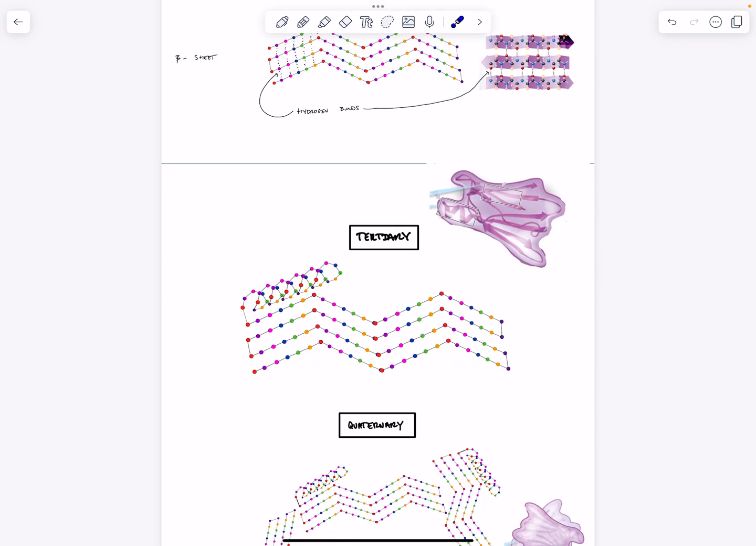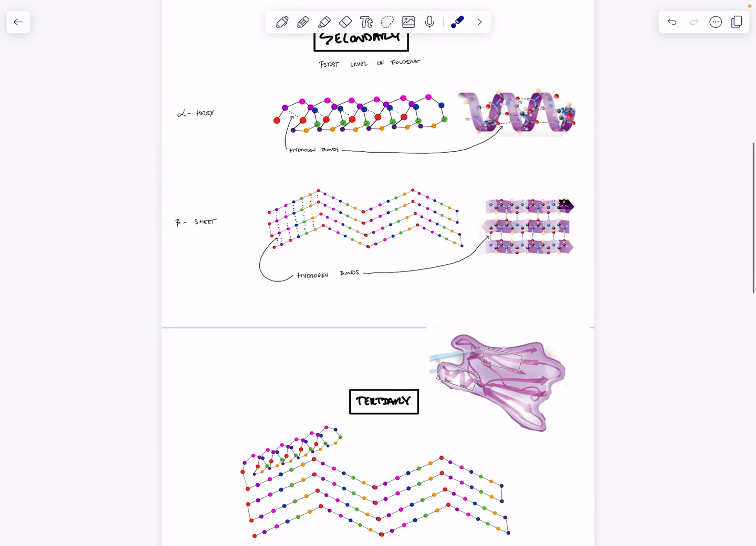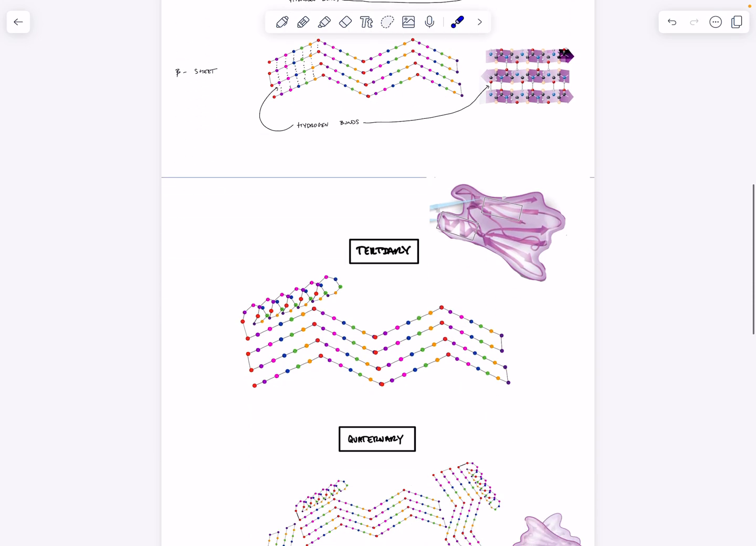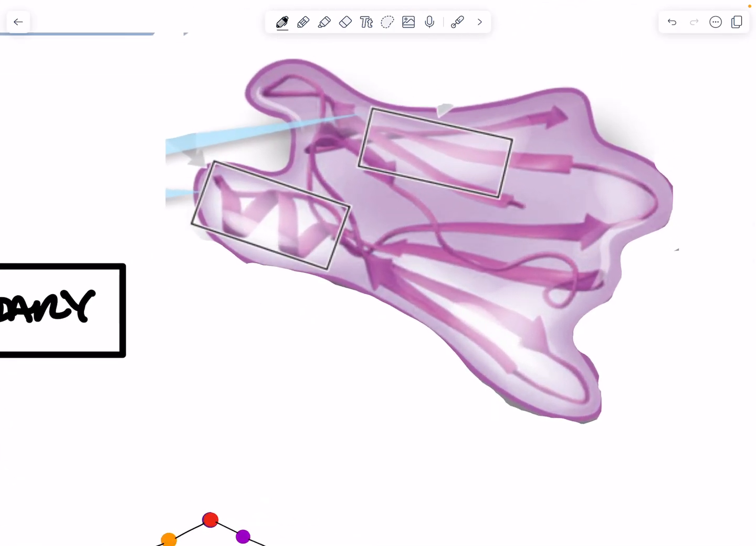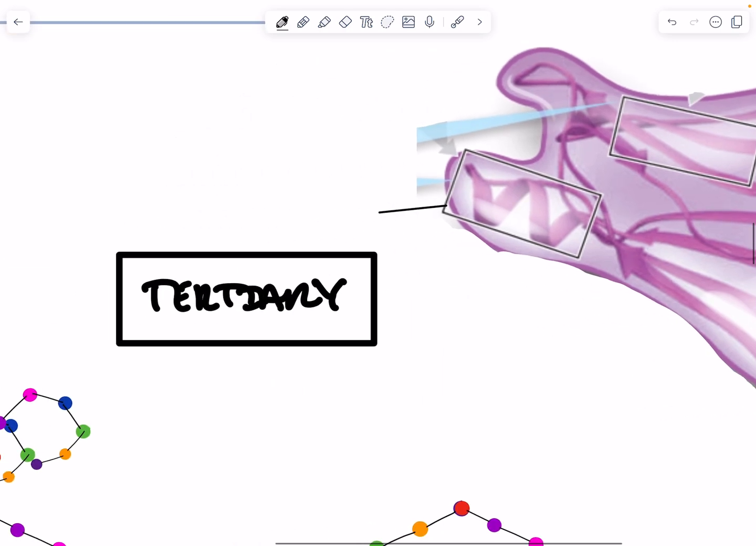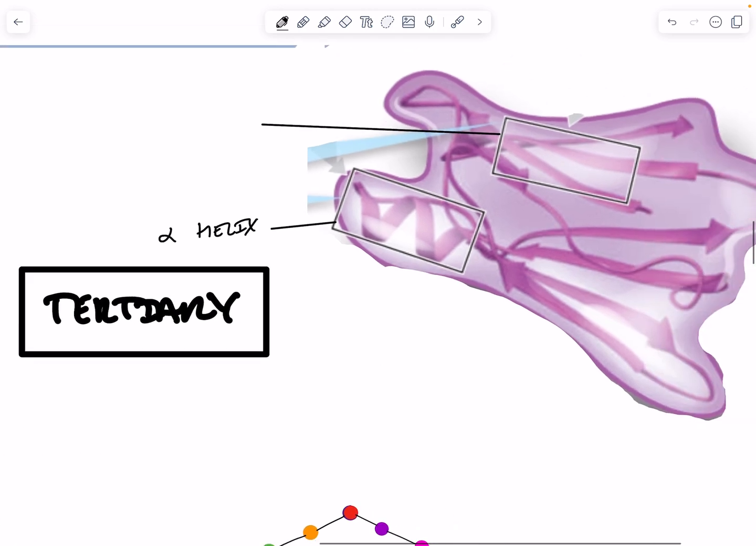Okay, the next layer of folding is called tertiary structure. And tertiary structure is going to be a combination of a couple different secondary structure motifs. So with secondary structure, we would only look at the alpha helix region or a beta pleated sheet, but a tertiary structure is going to have both in the same enzyme. So here, for example, we have an alpha helix. And over here, this other part of the enzyme, we have a beta sheet.